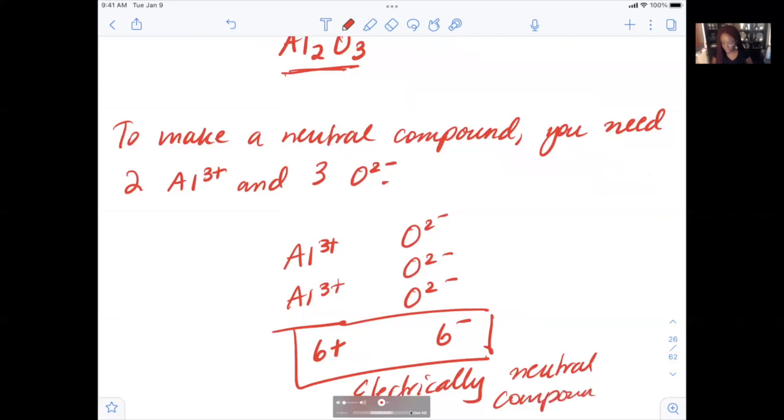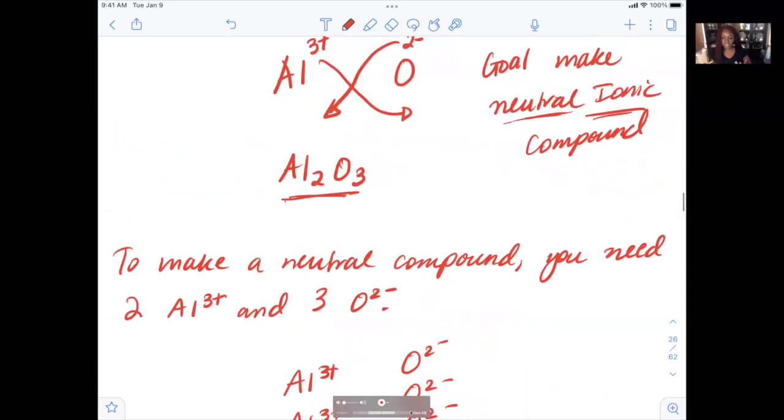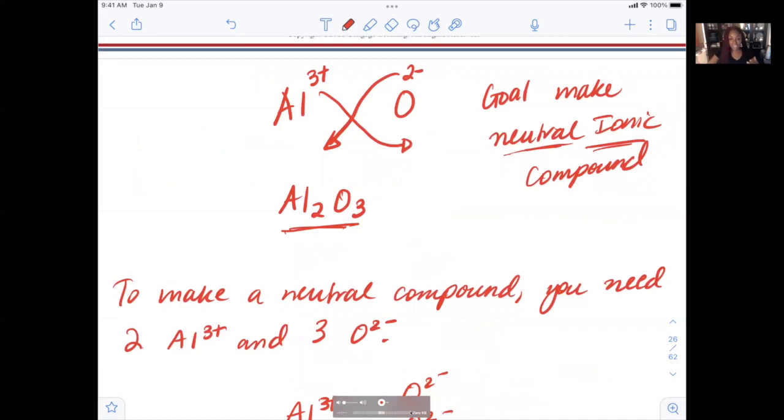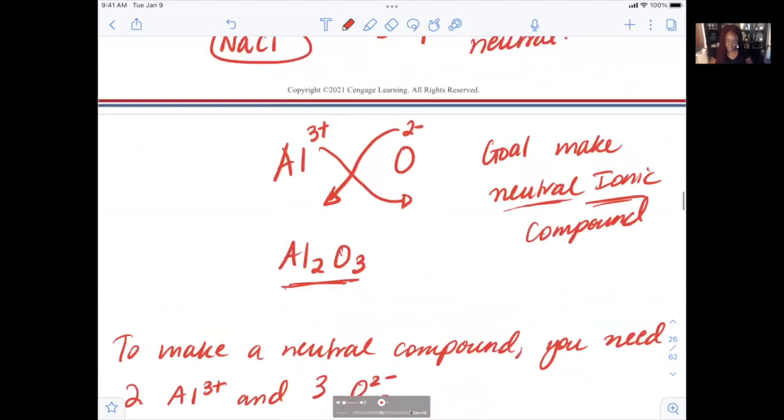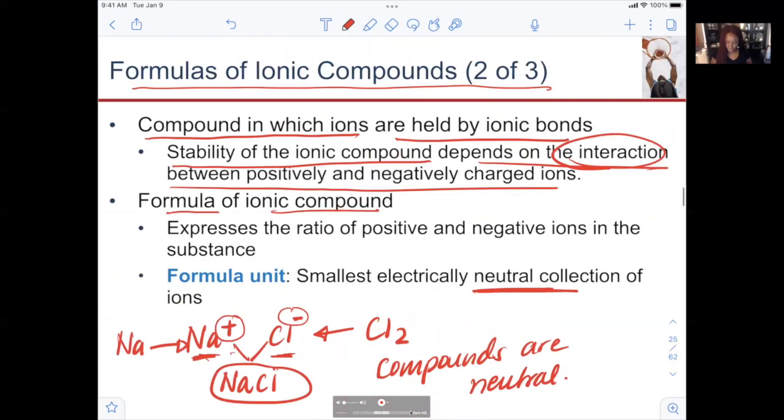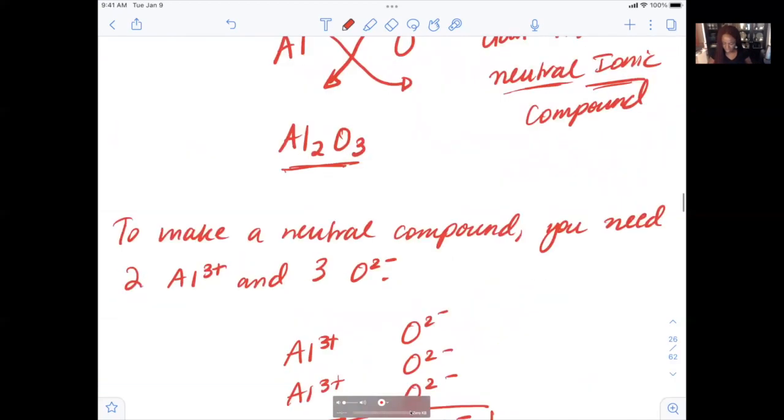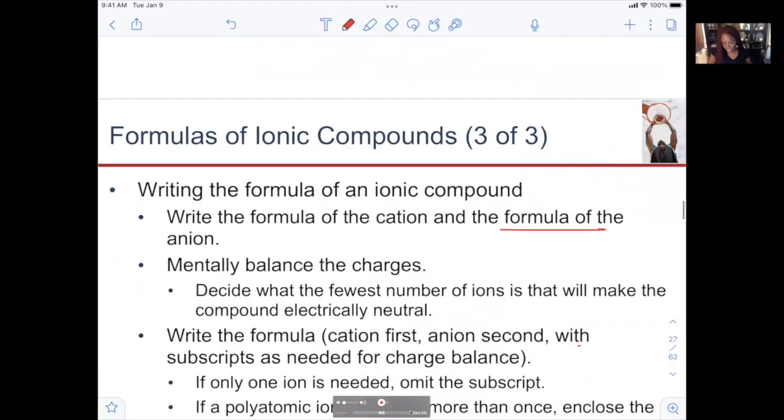So if you're ever wondering why the crisscross thing works, it works because it ultimately tells us how many of each species, or each ion, is required to make the compound. Once we make the compound, that one compound is called a formula unit. Hopefully that explains it, if you had questions about that.